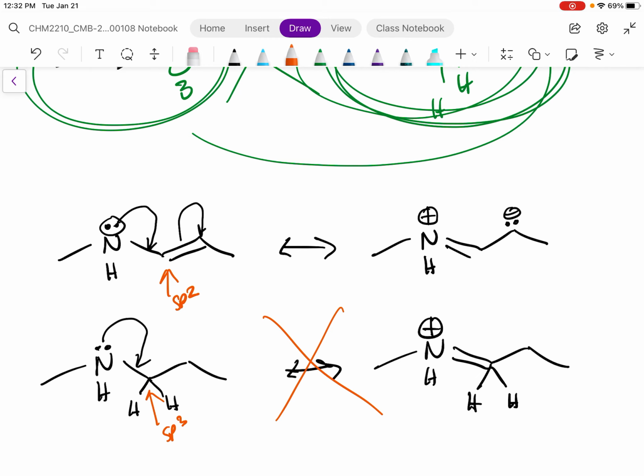So what we have here is this lone pair right there. We can classify those lone pairs as delocalized. And then this lone pair in this molecule is localized, meaning that lone pair right here can't move. It's just stuck on the nitrogen.